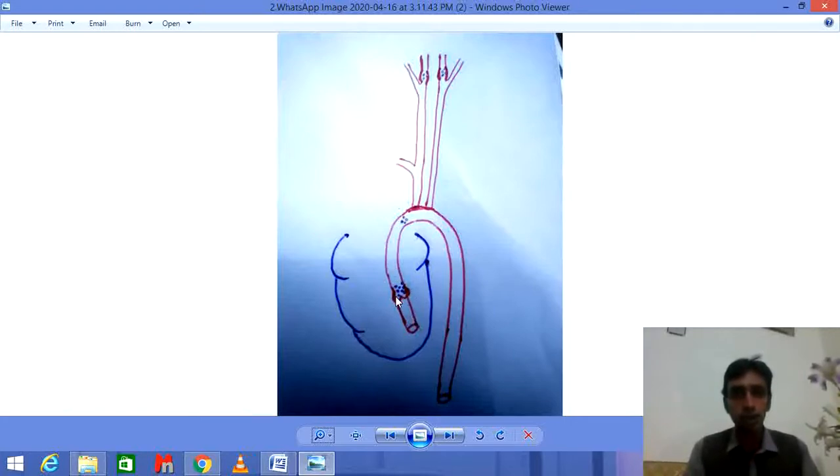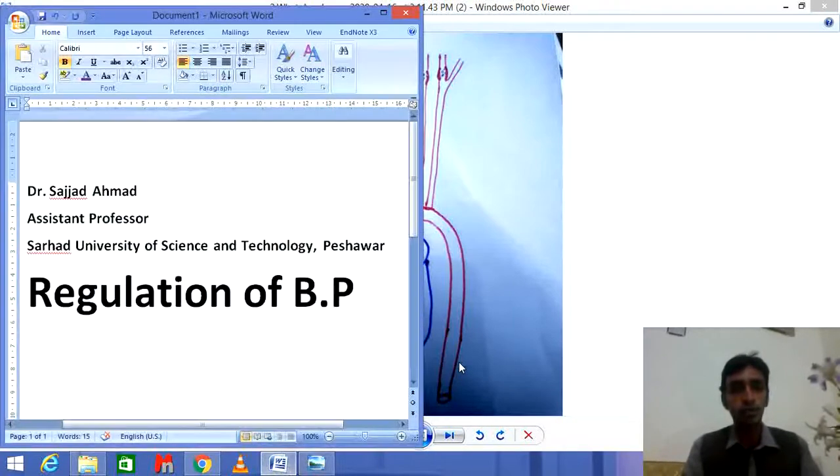In the ascending aorta, near the aortic wall, the blood vessel is a bit dilated. This is normally in dilated form, just like a cavity. So this dilated portion of the ascending aorta is called the aortic sinus. This one and this one. This is the aortic sinus.